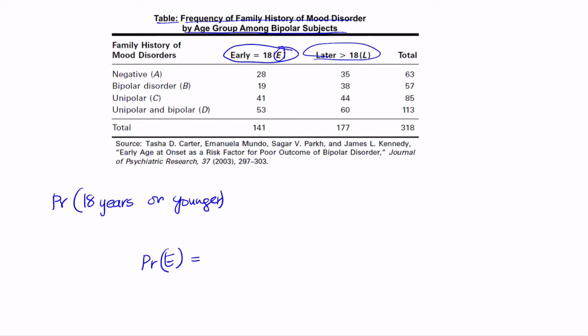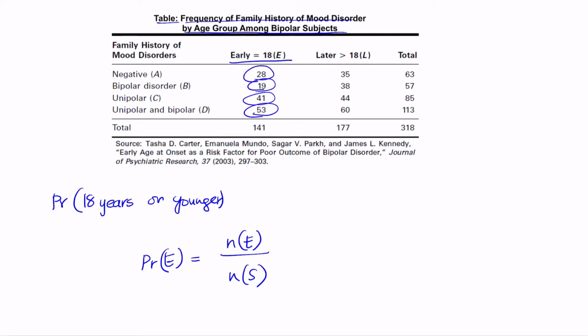Now the idea here, remember, is the number of samples in the event divided by the number of total samples. The number of samples in the event are the total number of people who are younger. So here for E, they have 28, 19, 41 and 53. All of these combined give you a value of 141. So the total number of people who are early aged is 141.